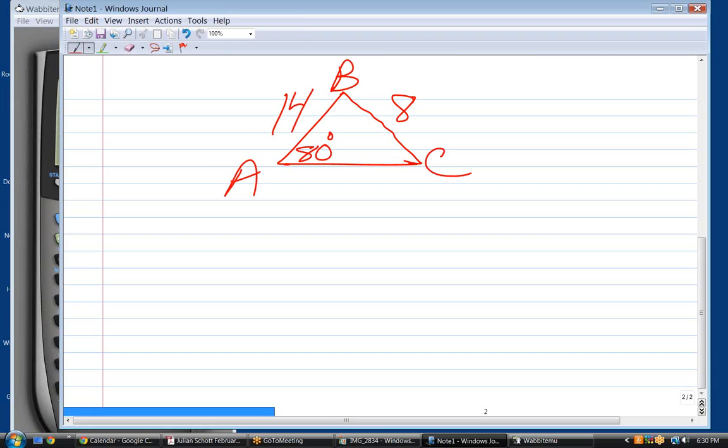Again, we have side-side-angle. So potentially, it's an ambiguous case of the law of sines. Let's begin. What's the first thing we want to solve for? Angle C. Okay, so what should I write first? Sine of 80? No. Remember, I want to solve for C.